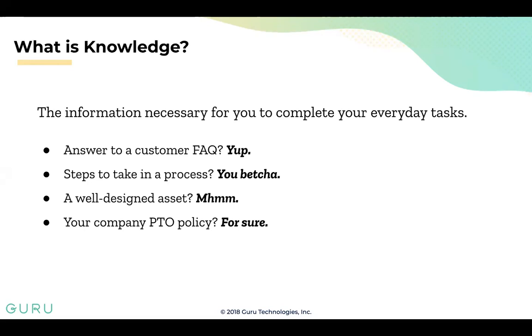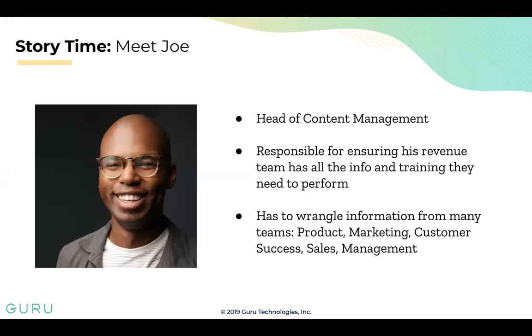So to ground that in a real example, I want to introduce you to one of our customer champions. This is Joe. He is the head of content management at a startup in New York City. He's responsible for ensuring that his revenue team, which means his sales and support team, has all the info and training that they need to be able to perform their jobs. And in order to do that, he has to get information from a lot of different sources. Product, marketing, customer success, sales, the management team, and put them all into one place. So we're going to talk about some of the foundational steps today that Joe took in order to make sure that his team was set up for that success.